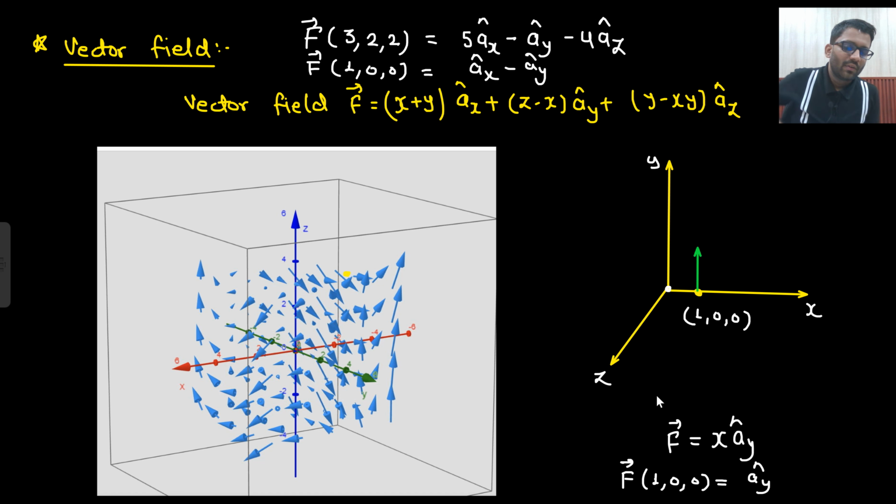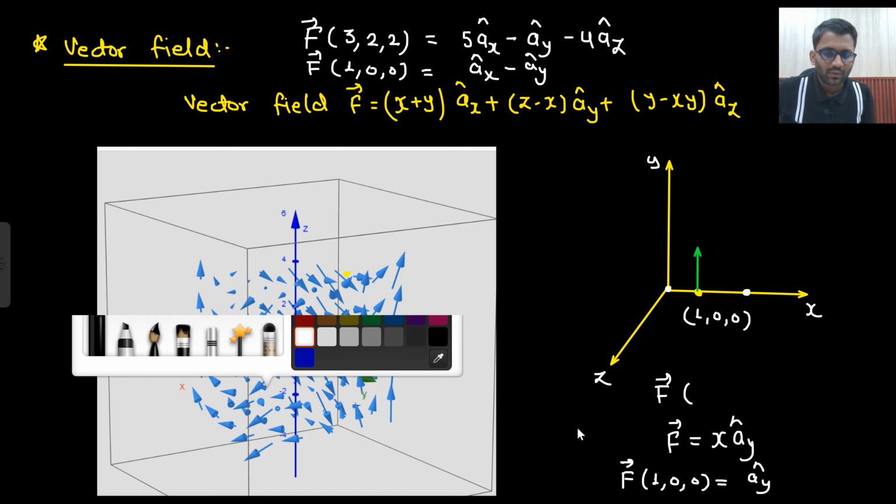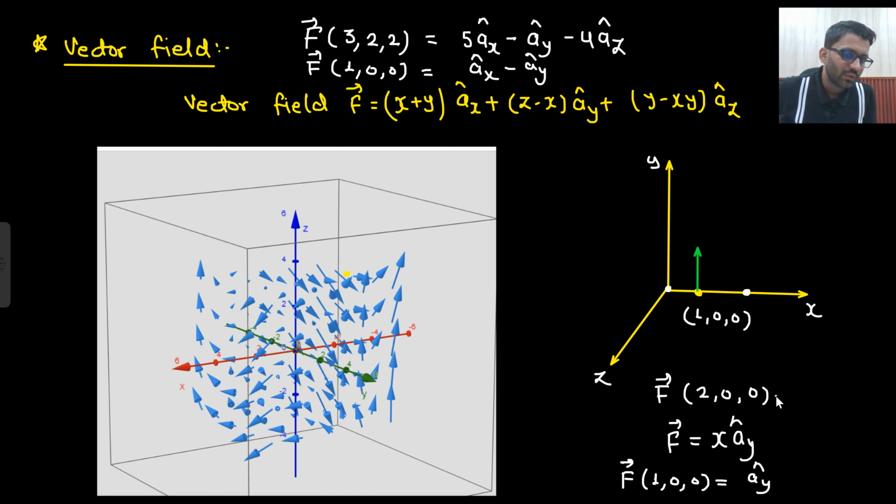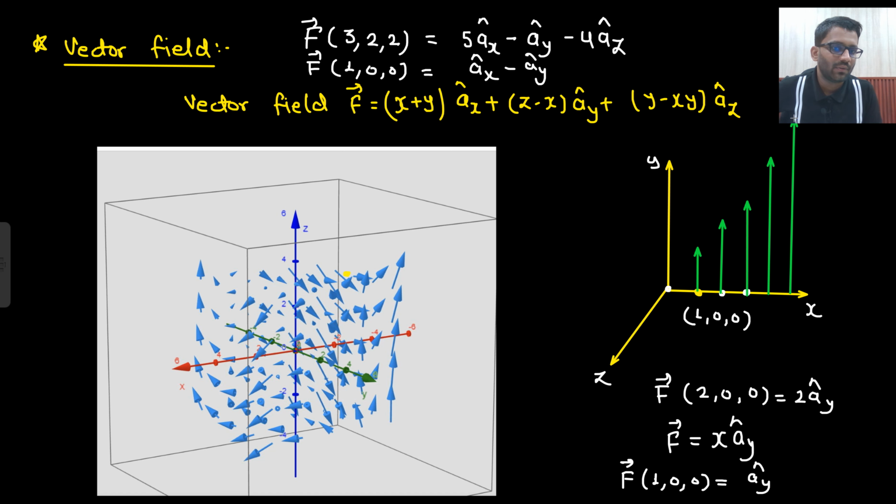What will be your vector field at 2, 0, 0? X value 2, so 2 ay cap. Magnitude 2 and direction in the y direction. At 1.5, this point would be 1.5, 0, 0. What would that be? 1.5 ay cap. So magnitude 1.5 and direction ay cap. After that, this is how the vector field will go.